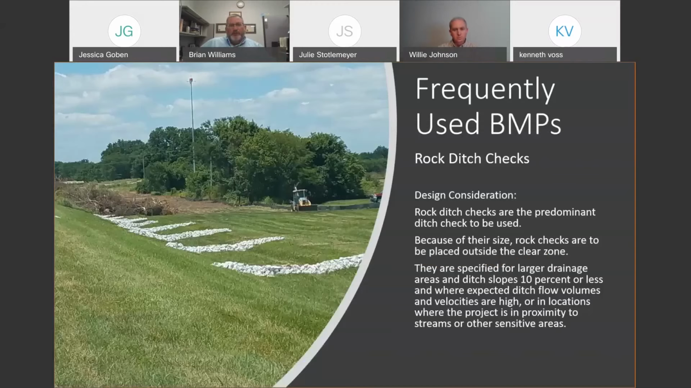So let's talk about some frequently used BMPs. Typically, rock ditch checks are our most used BMP, and they are our preferred ditch check. You can see our design consideration for rock ditch checks are the predominant ditch check to be used. Because of their size, rock ditch checks are to be placed outside of the clear zone. Obviously, anything inside the clear zone that has an 18-inch effective height can cause vehicles to launch if the errant vehicle leaves the roadway. So we want to make sure that we keep rock ditch checks outside the clear zone.